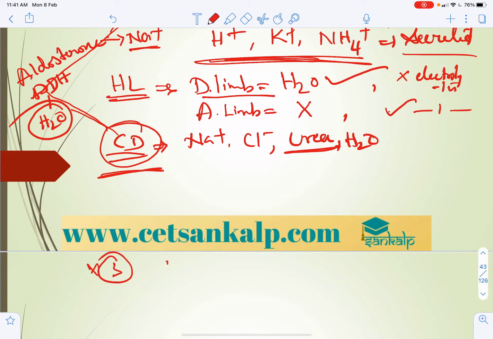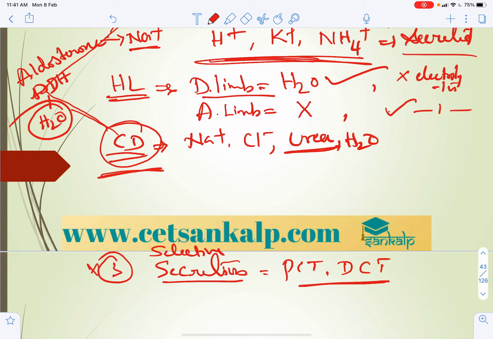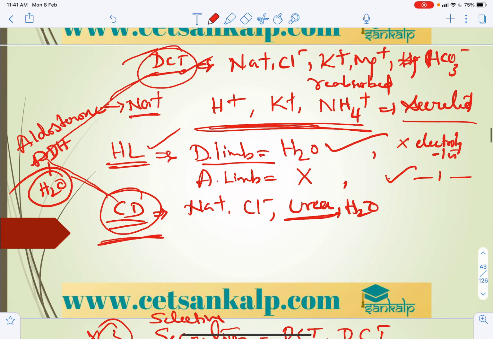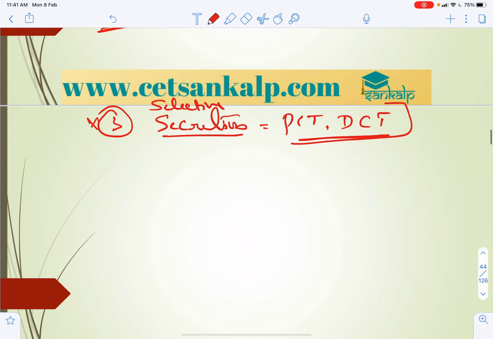So in the third step, that is selective secretion, what is that? In selective secretion, you should keep in mind, this is always an active process. Whenever secretion takes place, we can say it always takes place in the PCT and DCT. Mainly here, which includes almost all of PCT, DCT, loop of Henle, collecting duct, only PCT and DCT are going to show the secretion.